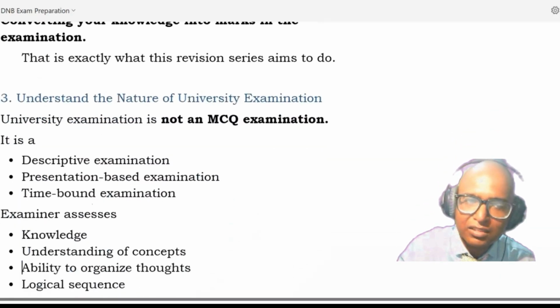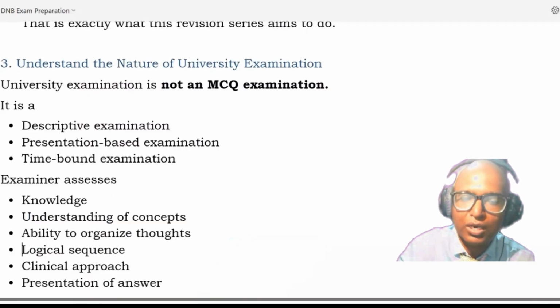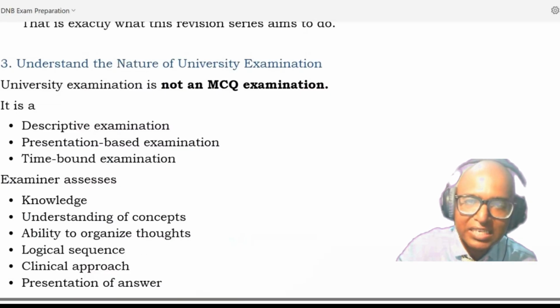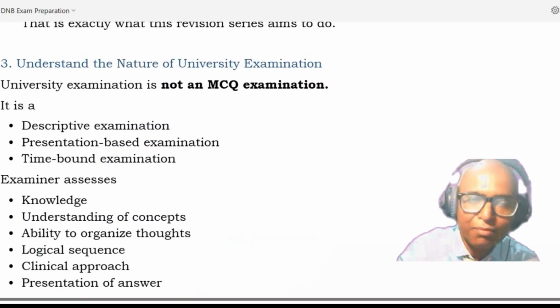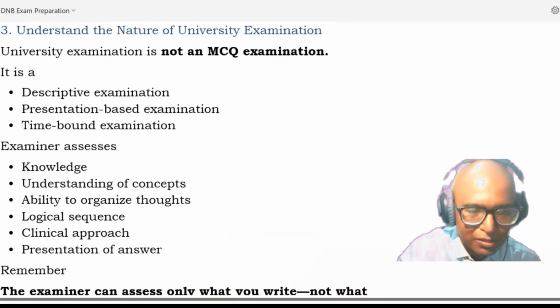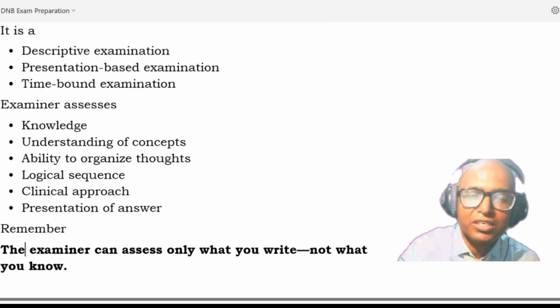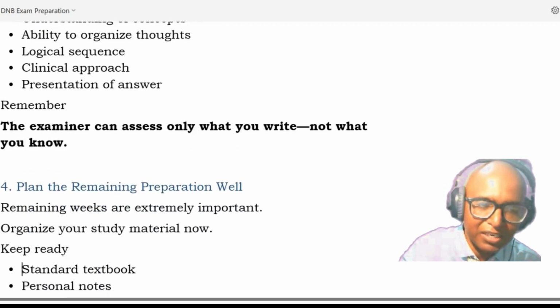There are certain things which you should understand. First, understand the nature of the examination which you are giving. Your university examination is not an MCQ type of examination. It is a descriptive, presentation based, and time bound examination. What the examiner is assessing is your knowledge, understanding of concepts, ability to organize thoughts, logical sequence, clinical approach, and the presentation of your answer. Remember, the examiner can assess only what you write and not what you know. So writing in a proper manner is very, very important.